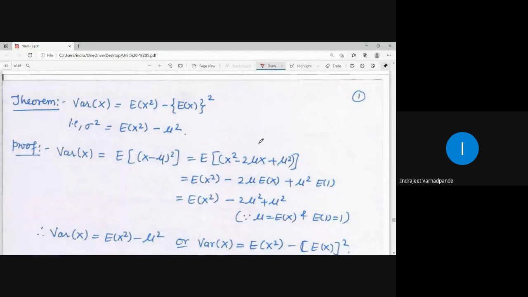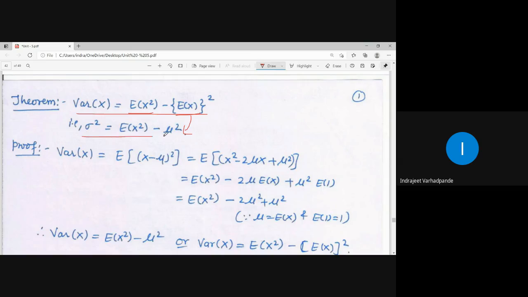The next segment, or the last portion of the unit, deals with certain theorems associated with the random variable as well as the joint random variable. So the very first theorem, or the result which we were very frequently using for calculation purposes, was var x is equal to expectation of x square minus expectation of x whole square. What is expectation of x? Actually mu, that is the mean.